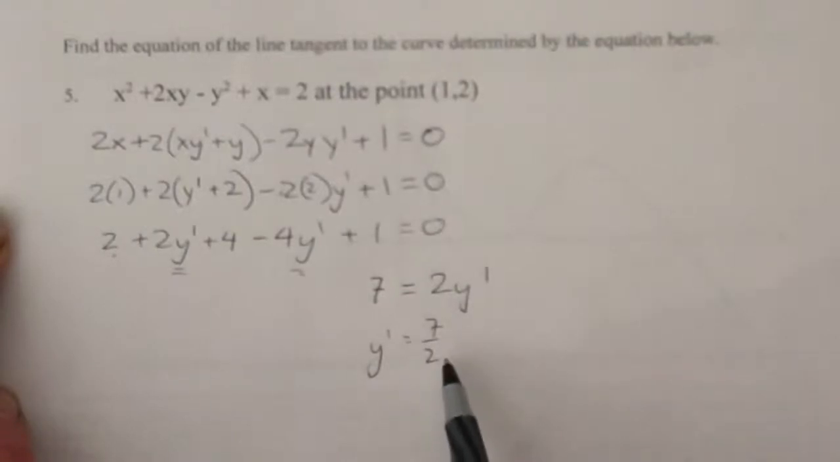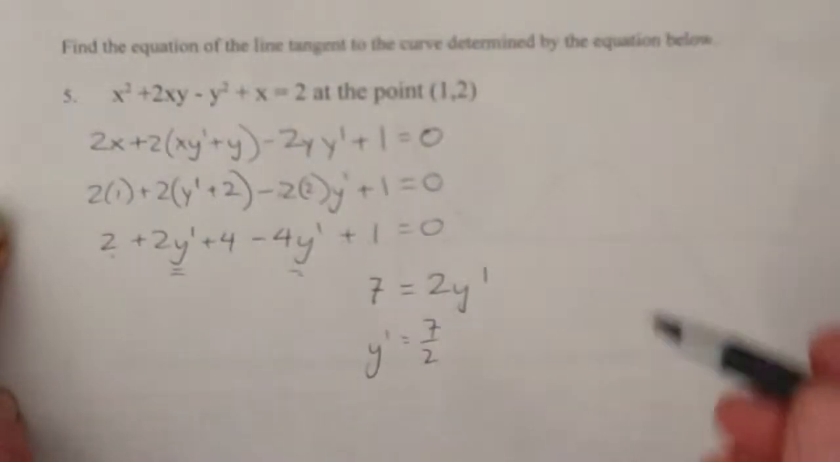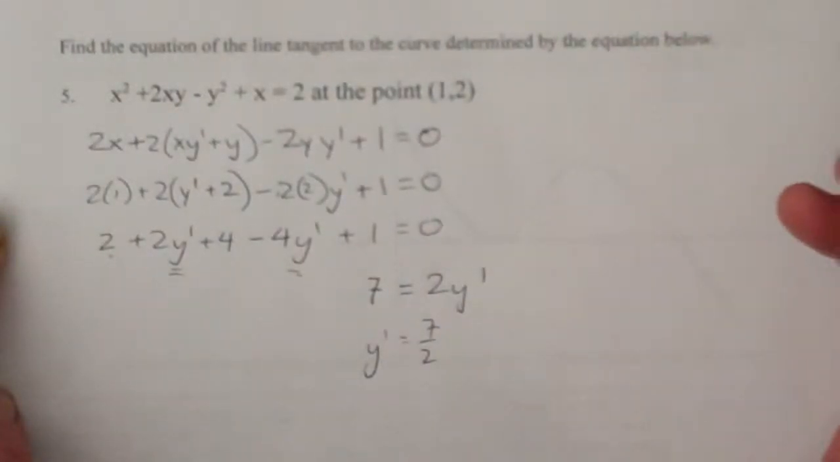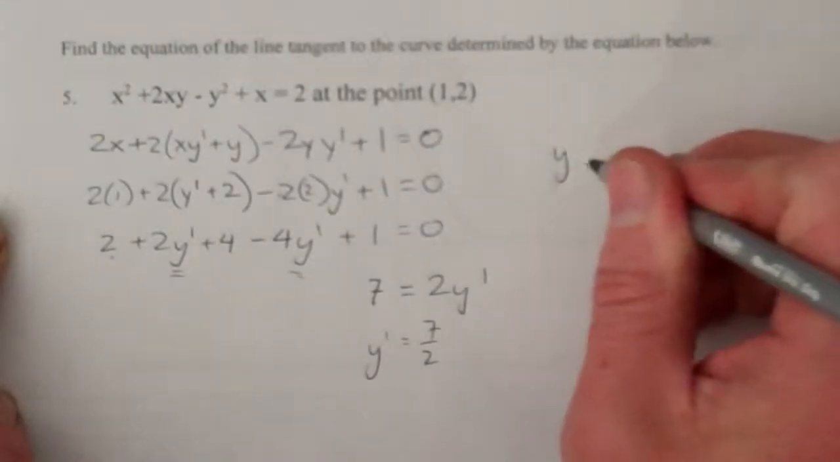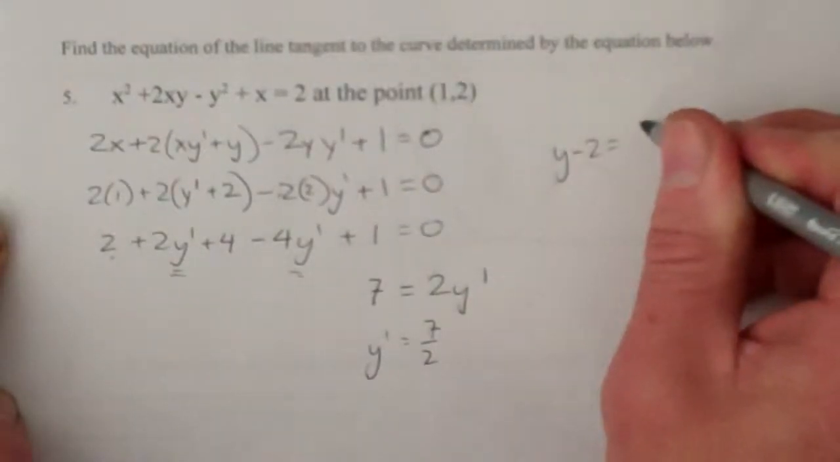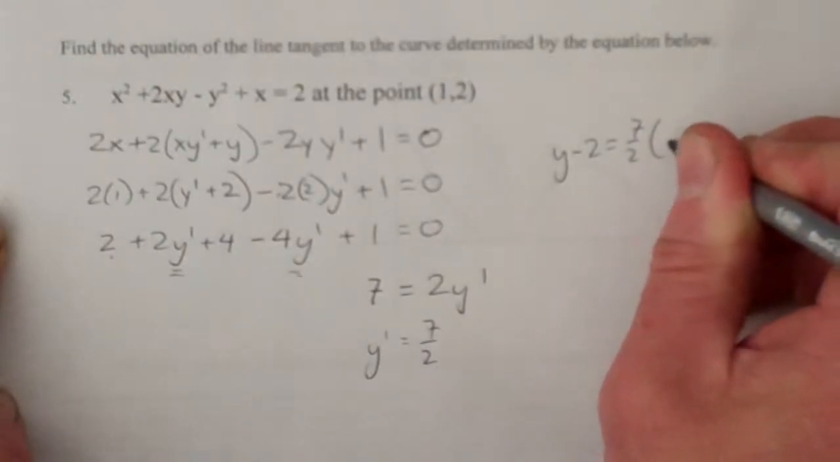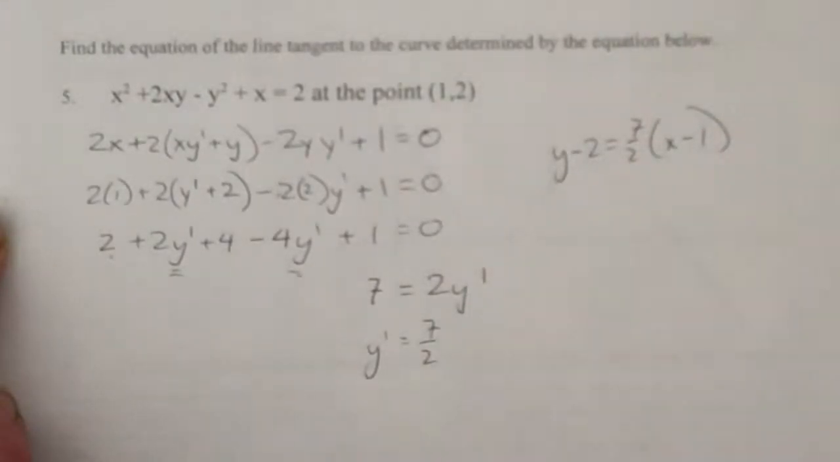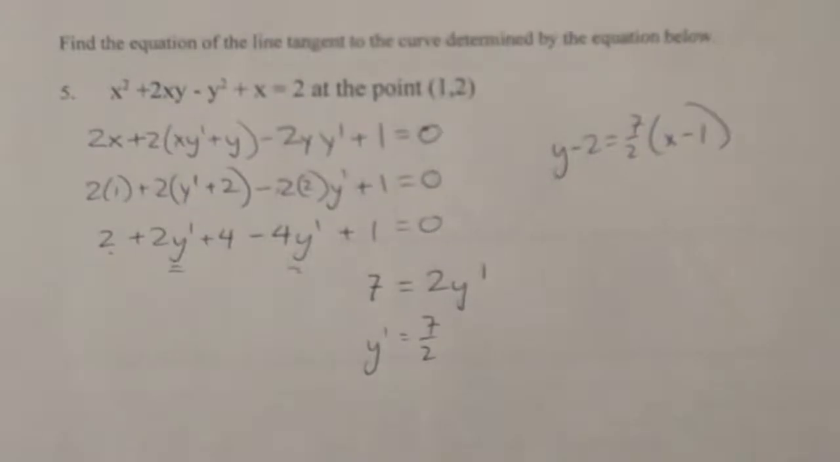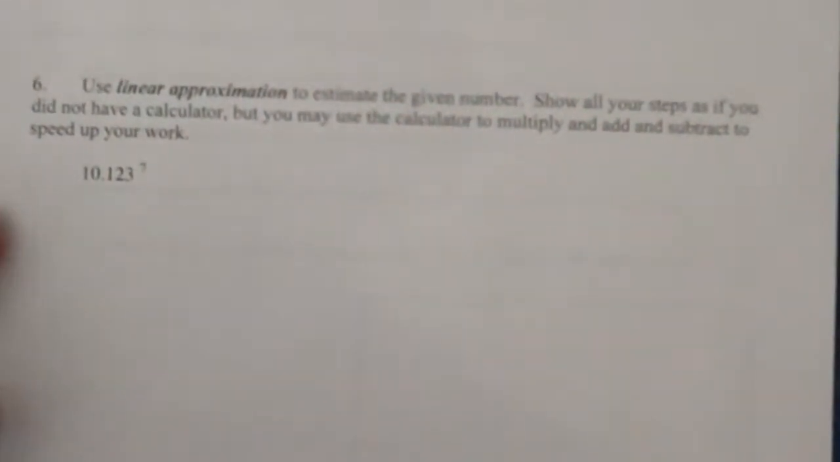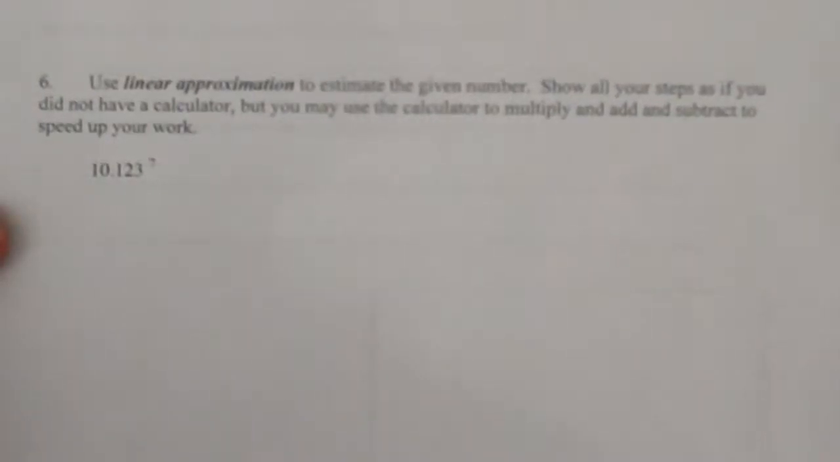Okay? Well, I've got a point and I've got a slope, so I'm basically done. It doesn't say in what form, so point slope form works. y minus 2 equals 7 halves times (x minus 1). You can convert that into y equals mx plus b if you have a particular obsession with that. Go for it. Moving right along, however, linear approximation.